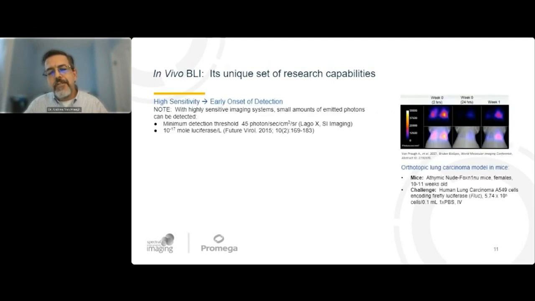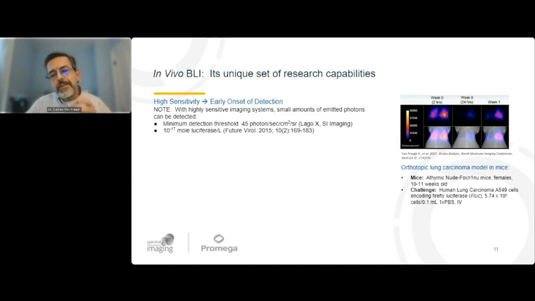To start off with, in vivo BLI is highly sensitive. We're talking about a molecular-level imaging modality that is able to detect vanishingly small amounts of photons per unit area, per unit time. And the actual expression rate of the luciferase enzyme is, again, very, very low.